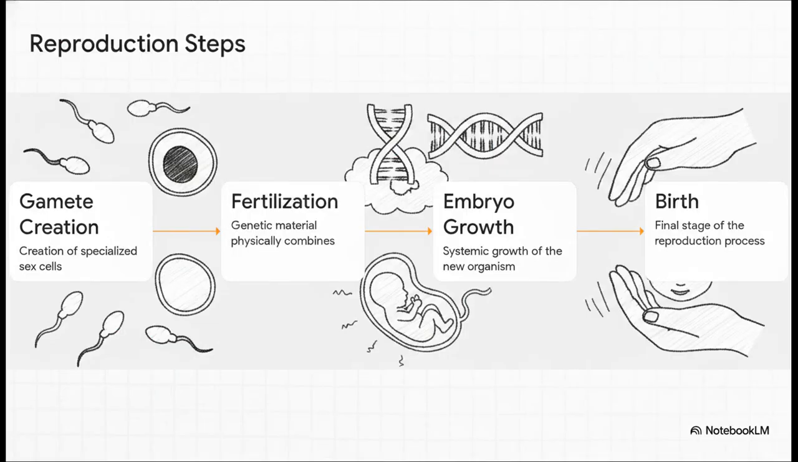Now, this whole process follows a really strict chronological flowchart. Step 1 is always gamete formation, actually creating those specialized cells. Then, step 2 is fertilization, which is where the genetic material physically combines. Step 3 is embryonic development as the new organism grows. And finally, step 4 is birth. If you ever need to sequence this on an exam, just follow those exact directional arrows.